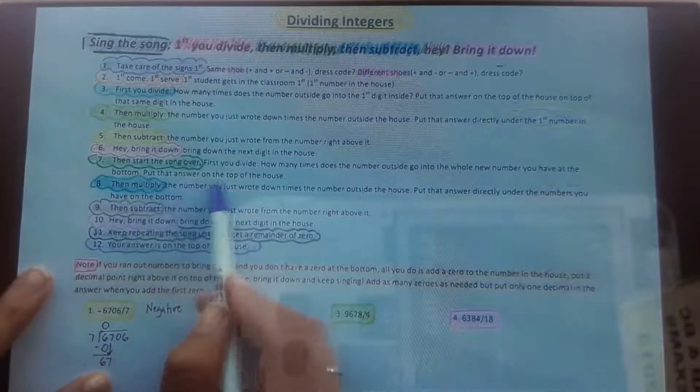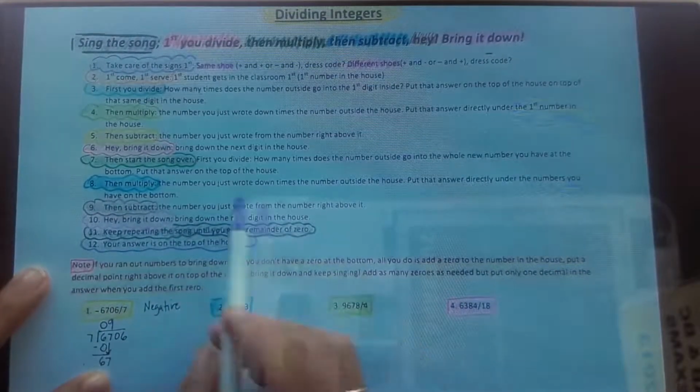Listening check. This is a listening check. Circle the number 8. The one colored in blue. Next part of the song.